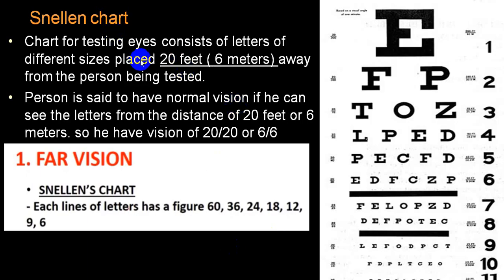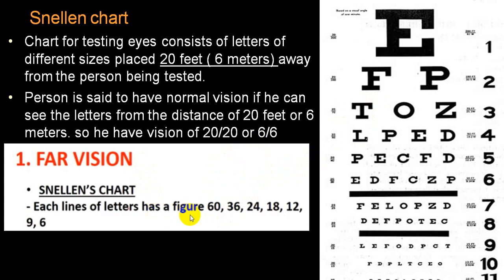So that chart is kept at a distance of 20 feet or 6 meters away, and a person is said to have normal vision if he can see the letters from a distance of 20 feet or 6 meters. Then we call that 20 by 20 or 6 by 6. That is far vision. Depending upon the size of the letter, the person should be able to read those particular letters at that distance. Then we call that 6 by 6.